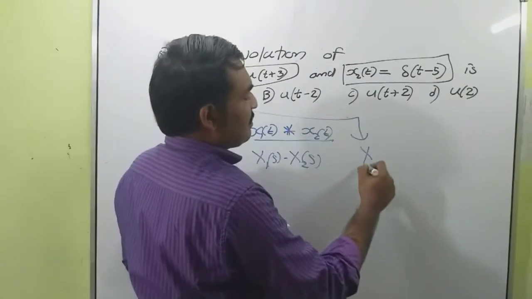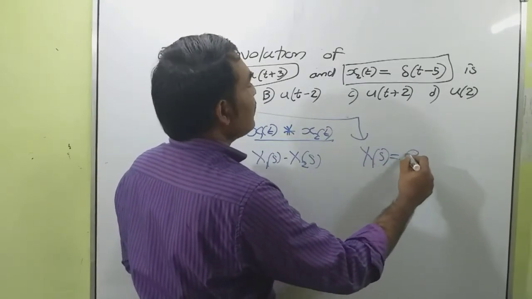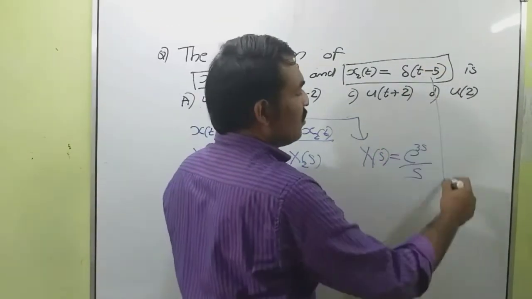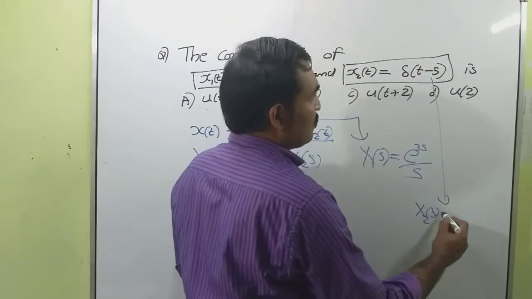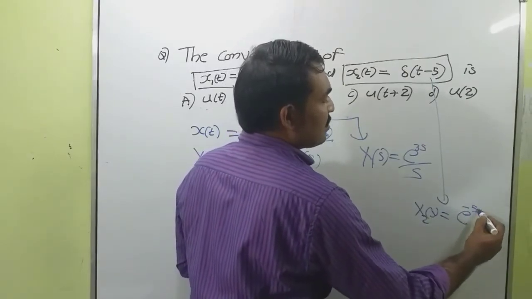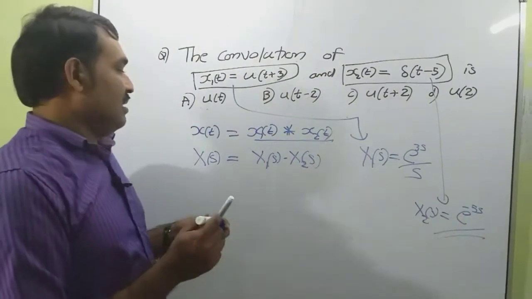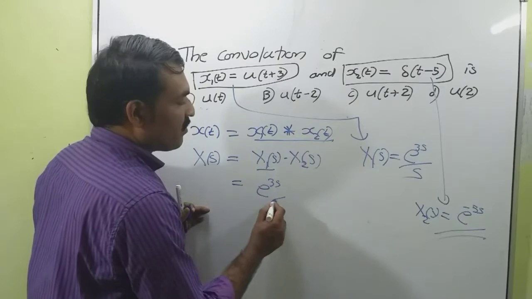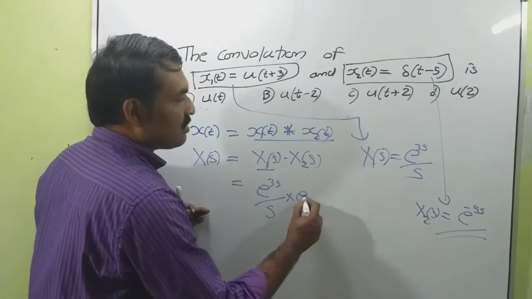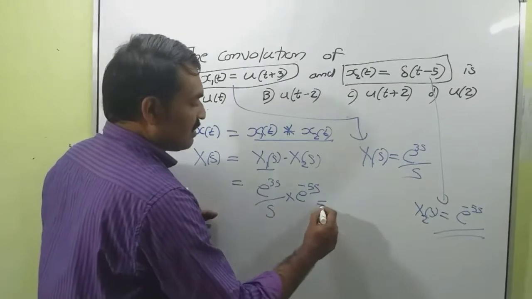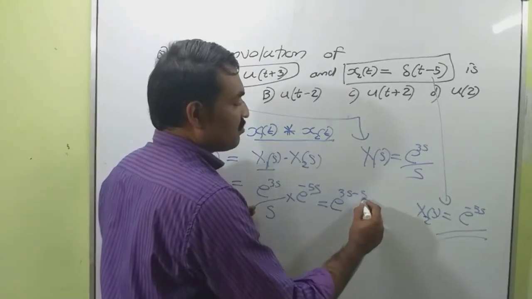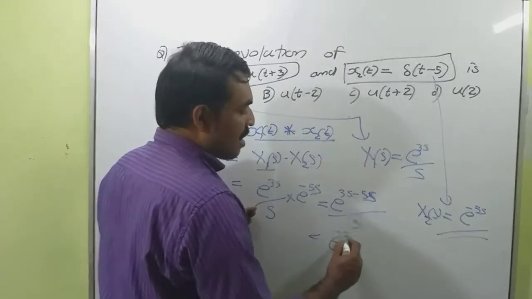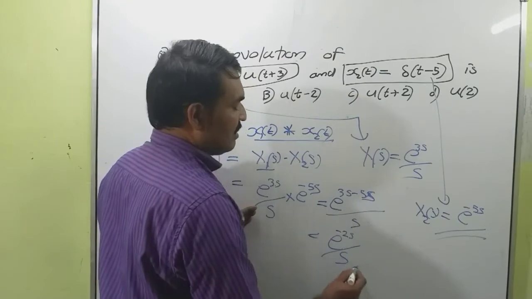Now what is our X1 of s? Our X1 of s that is equal to e raised to 3s divided by s. Okay, and X2 of s that is equal to e raised to minus 5s. Okay, now this is equal to X1 of s, that is e raised to 3s divided by s into e raised to minus 5s. So this is equal to e raised to 3s minus 5s divided by s, that is equal to e raised to minus 2s divided by s.